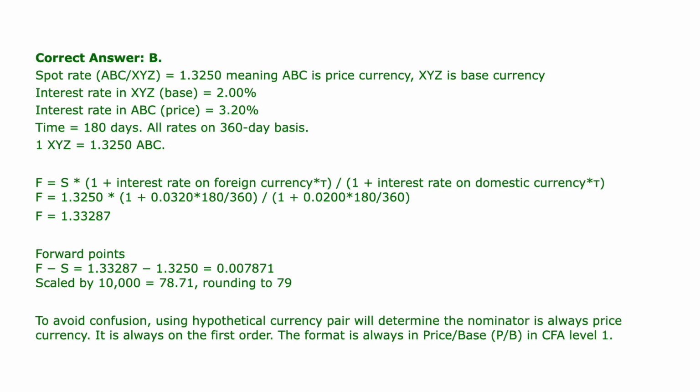Apply the forward rate formula using the interest rate differential between the price currency, ABC, at 3.20% and the base currency, XYZ, at 2.00%. Substituting the values gives a forward rate of 1.33287, compared to the spot of 1.3250. The difference, 0.007871, scaled by 10,000 equals about 79 forward points.